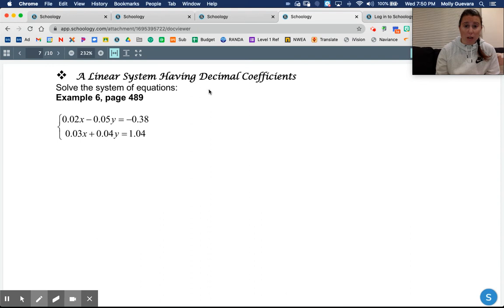So we can multiply by 100. Why did I pick 100? Because I'm moving the decimal place twice. If I only had to move the decimal place once on all of these, I would multiply by 10. If I had to move the decimal place 3 times on even one of them, I would multiply by 1,000. But in this case, since it's all 2 decimal places, I'm going to multiply by 100 to clear decimals.